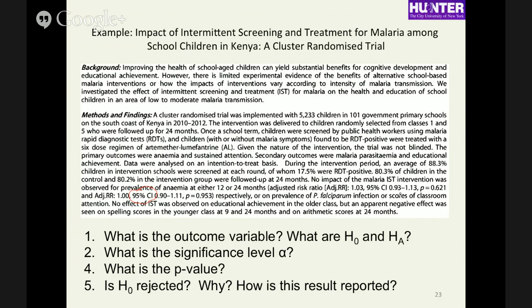What is the p-value? Oh, they do give some p-values here. Here's a p-value. Here's a p-value. So they give p-values for these prevalence tests. They don't give p-values for the educational outcomes. But we can tell both from the confidence intervals that include 1 and from the p-values that are greater than 0.05 that they did not reject H0.